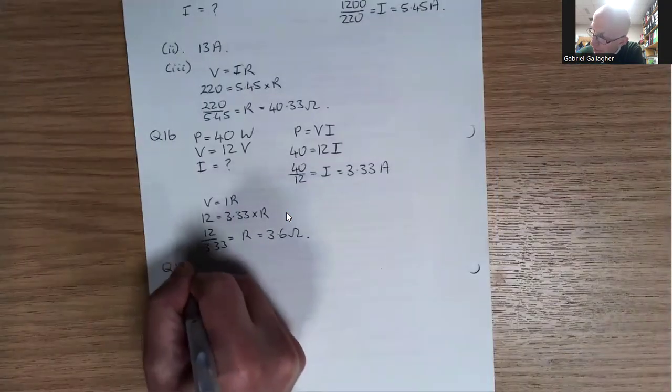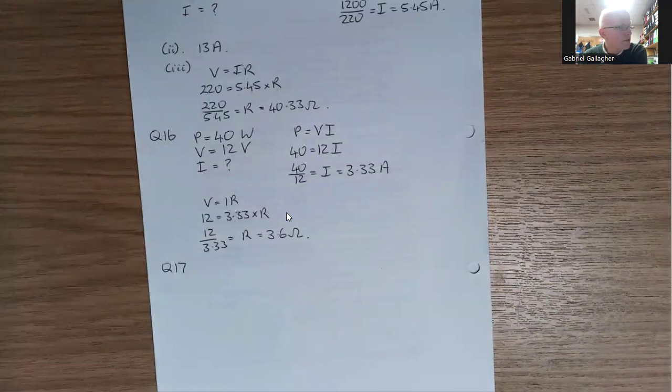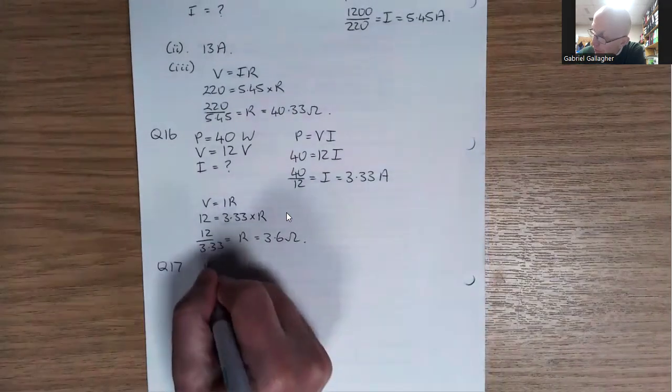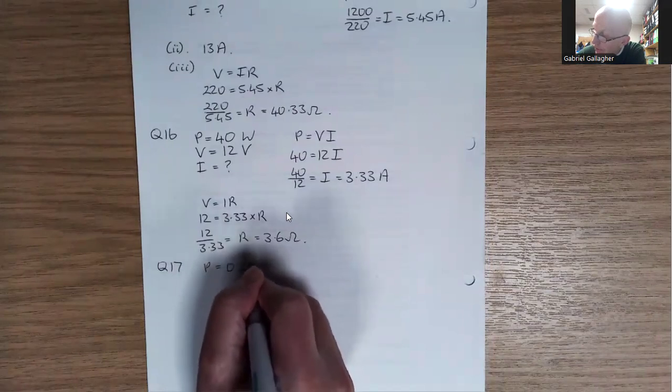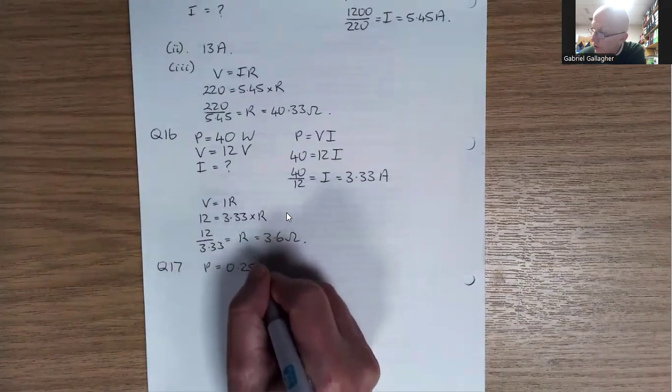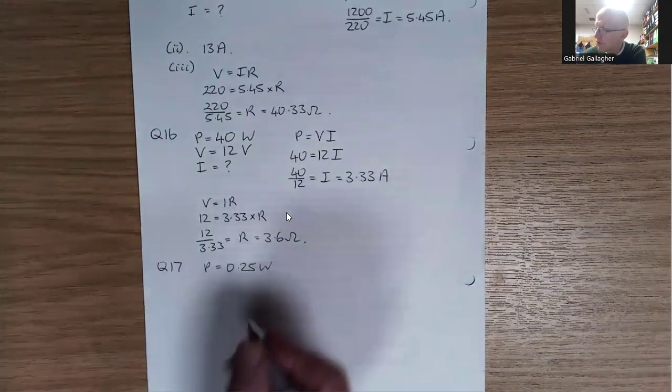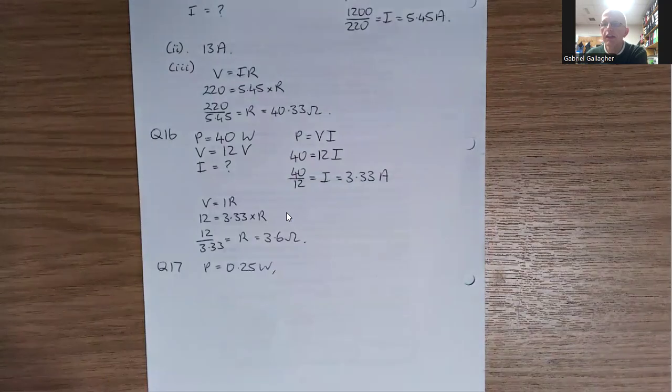Question 17. What is the maximum safe current that can be passed through a 10 kilo ohm resistor with a maximum power rating of 0.25 watts? Okay, so we have a power of 0.25 watts. Very small power. The power rating of a lot of resistors is small. Anything you do, by the way, in a lab class will have very, very small power ratings.